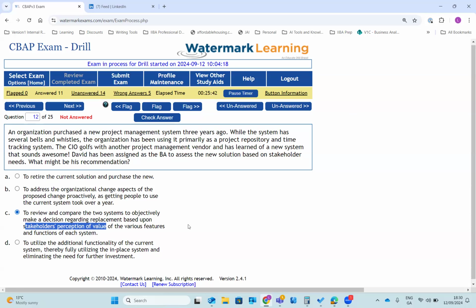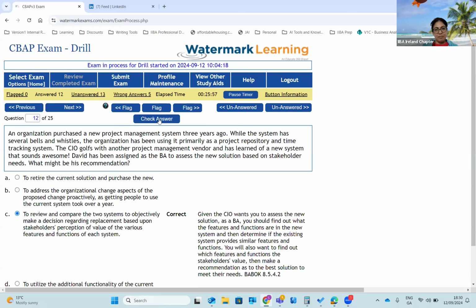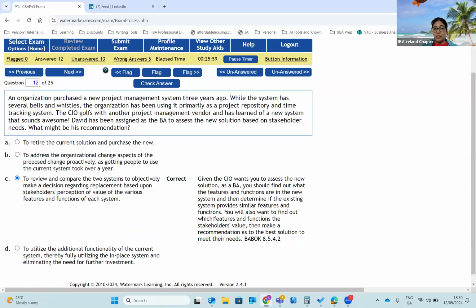Like potential value of the solution. For the new system, we still need to define it. So that's why I chose it. Two C's in the chat as well. I'll check the C. Okay, this is the right one.